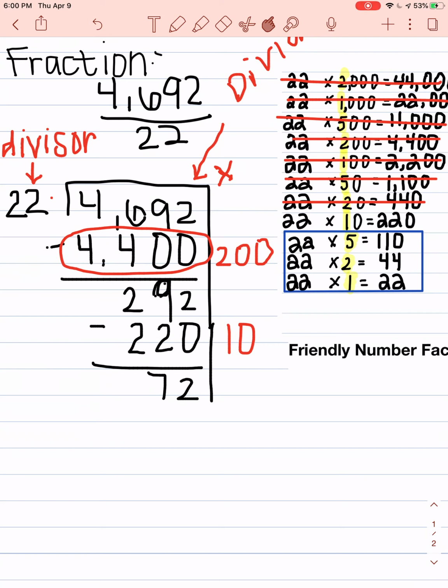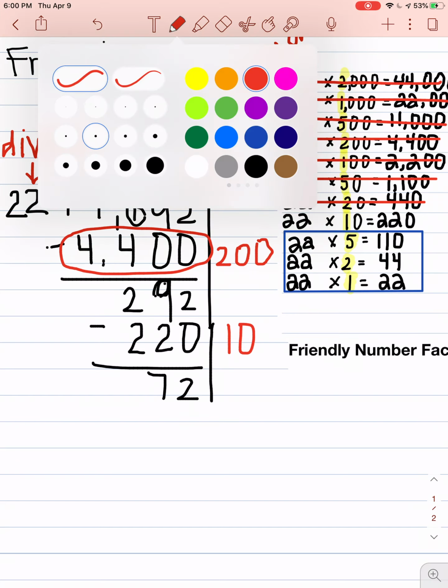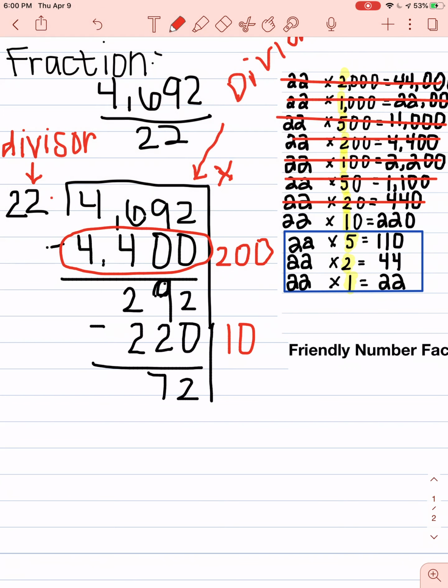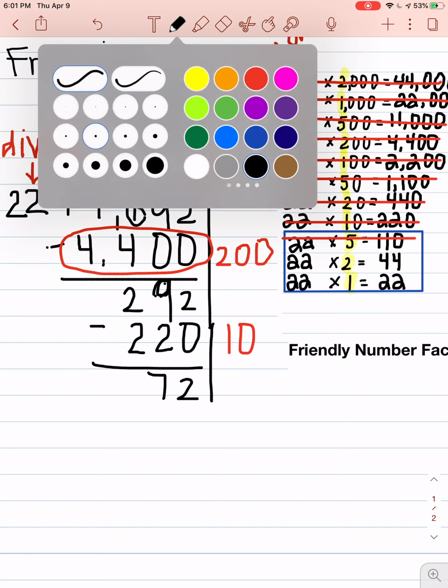So then again, I'm going to keep repeating the same process until I have either a remainder or I cannot subtract anymore. So then let me keep going. I can still subtract 72 from 72, so then I'm going to keep going. Can I subtract another 220? No, I cannot, so then I'm going to cross that out. What about 110? Still too big. What about 44? Yes, I can subtract 44, so I'm going to subtract 44.